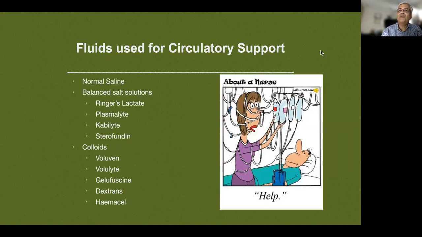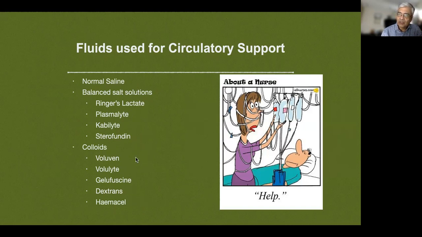What are the fluids used for circulatory support? The common fluids used are normal saline, balanced salt solutions, and colloids. Now, what is recommended today is to use more frequently balanced salt solutions like Ringer's lactate, Plasma-Lyte, Kabilyte, and Sterofundin.